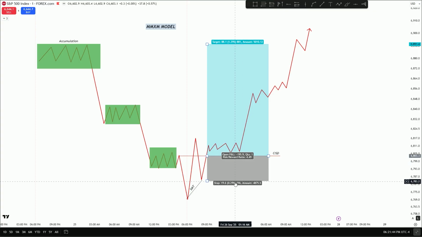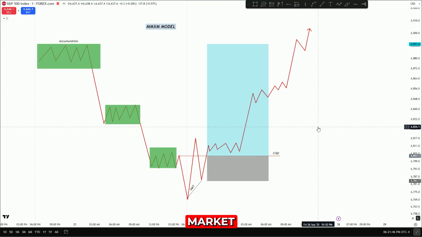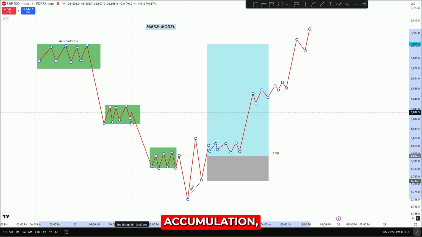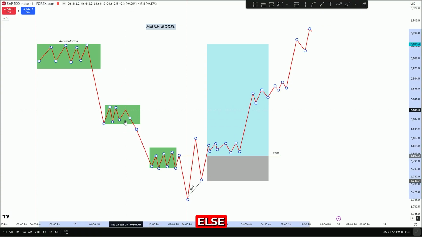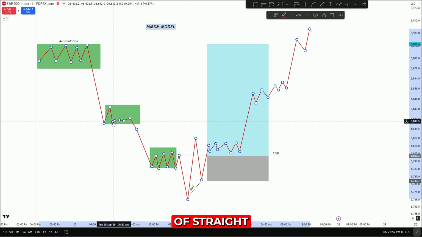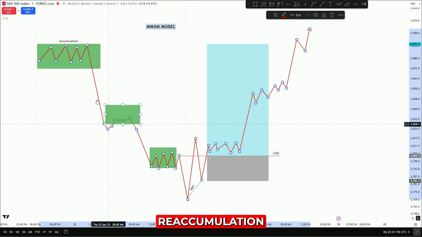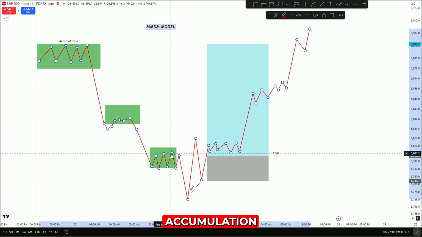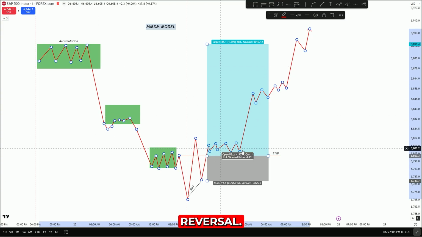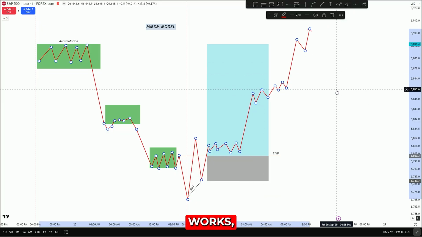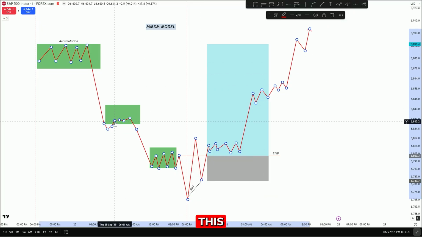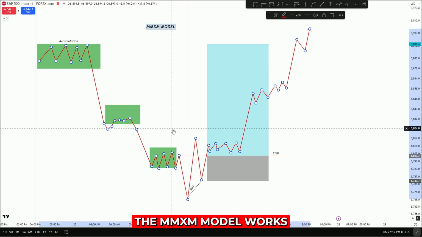But in the market, sometimes what we see is no accumulation, no reaccumulation, nothing like that. You're going to see some sort of straight move toward the downside instead of any reaccumulation. Like you're going to see the accumulation, then straight down, then accumulation again, then you're going to get some sort of reversal, and that's how it works. All right, this is how the MMXM model works.